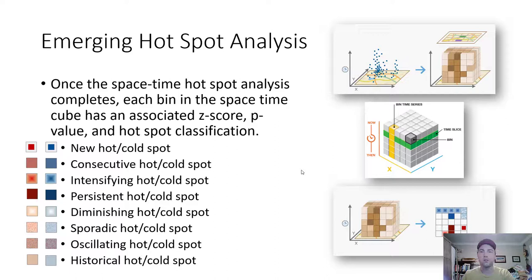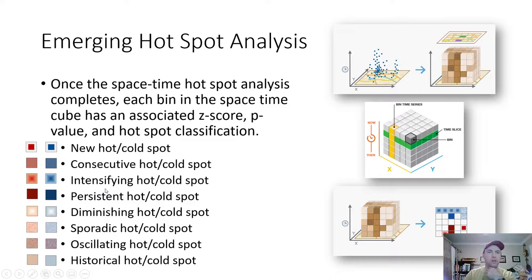This is really another major difference between the Gi* statistic and the hotspot analysis tool versus the emerging hotspot analysis tool. Each of these bins is given a classification. Classifications range from a new hotspot or cold spot, consecutive, meaning they occur over multiple years, intensifying, so going from a low to a high value, persistent. Well, I'm not sure what persistent and consecutive are. Maybe persistent means the entire time. Consecutive means multiple years together.